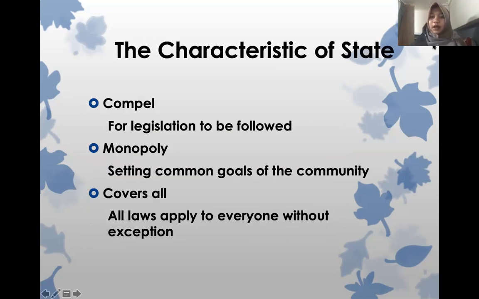And what about the characteristics of the state itself? The first characteristic is compel. Compel means that the state requires the legislation to be followed. We have many rules in Indonesia, so they should be followed. The second characteristic of the state is monopoly. It means setting the common goals of the community. The third one is covers all, meaning all laws apply to everyone without exception. The regulation should be obeyed by all people, no matter who he or she is.